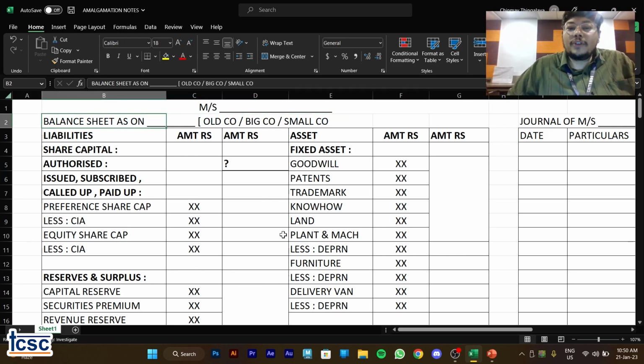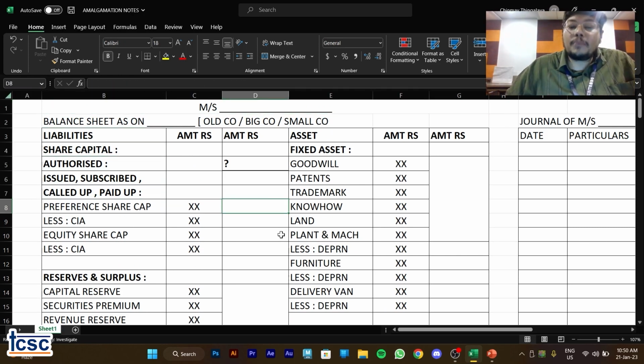Now, the first step in the problem is to find out which item belongs to which particular heading. For that, the marking is important, because unless you know where that particular item will be posted, you will not be able to start the sum. So let us see each and every item where the posting is done, and then we will pass the journal entries in the books of the old company and in the books of the new company.